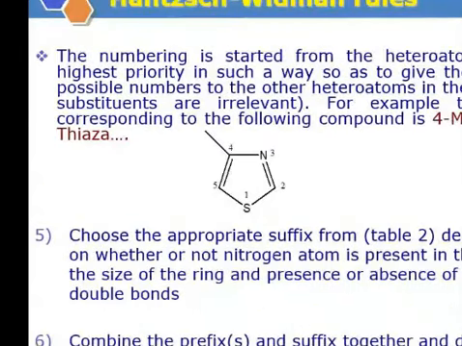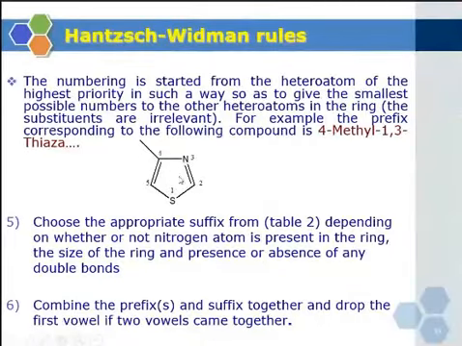The numbering starts from the heteroatom of the higher or highest priority. Here we can see two heteroatoms, sulfur and nitrogen, where sulfur has higher priority as compared to nitrogen. Hence, numbering will start from sulfur and it will move like this so that nitrogen also gets the minimum possible number. This compound is a thiaza derivative.